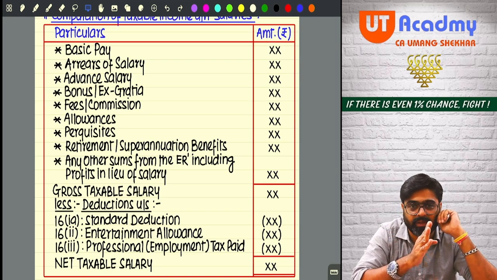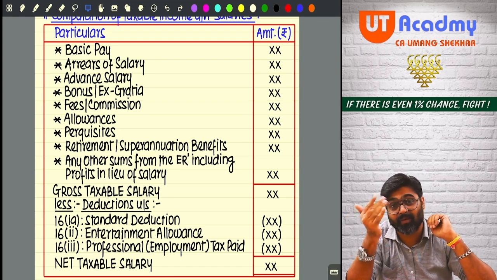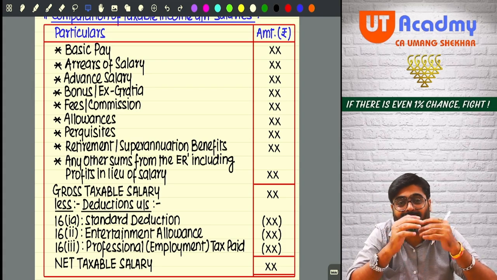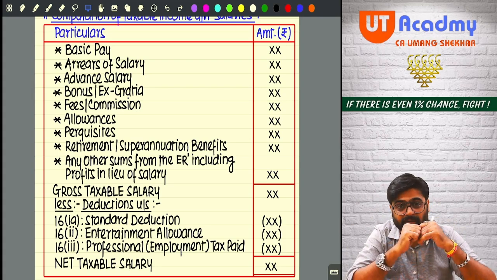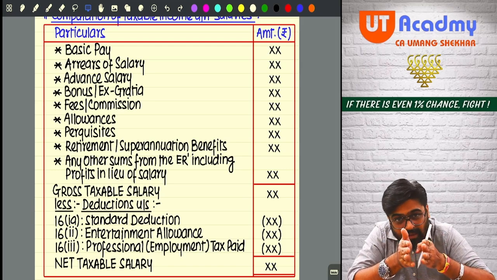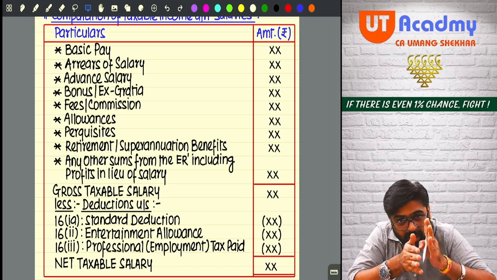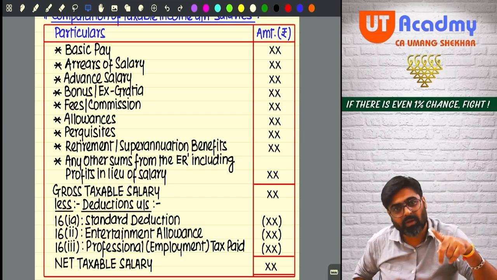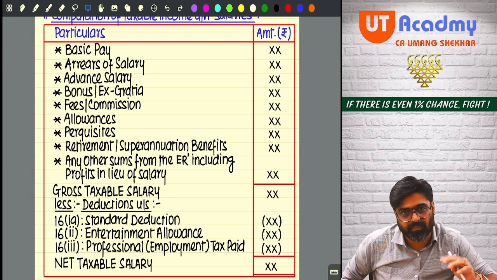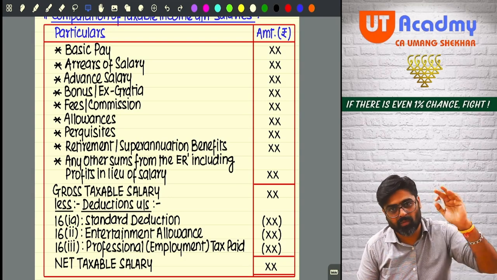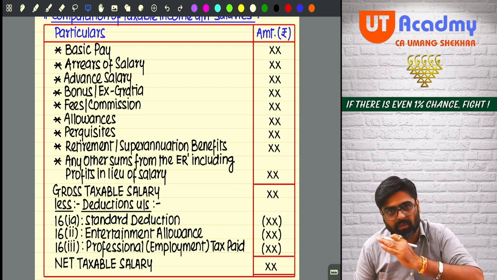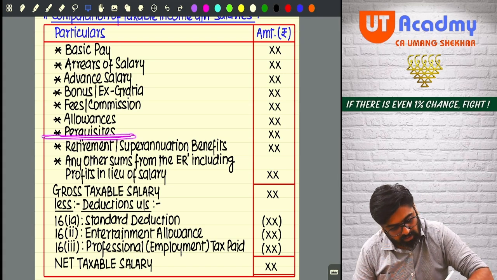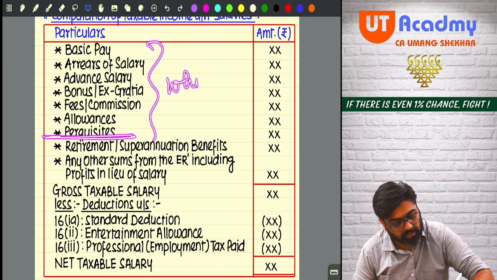See, perquisites are something which you get while you are in service, while you are working. But when you stop working, when you retire at the time of your superannuation, after you get retired, you are not going to get these amounts. Will your employer keep on giving you basic salary? No, he will stop. Will your employer keep on giving you bonus, fees, commission, allowances? No, he will stop. He will stop giving you perquisites also. All these figures till perquisites you are going to get while you are in service.